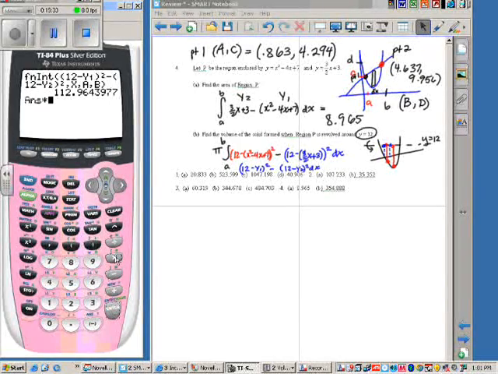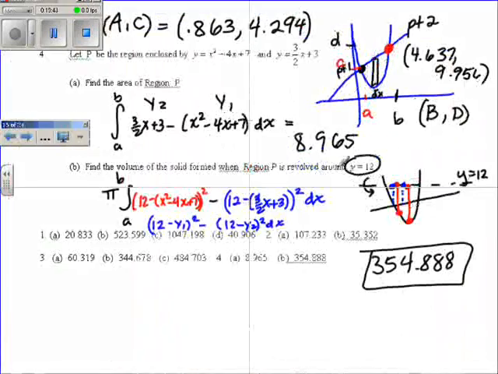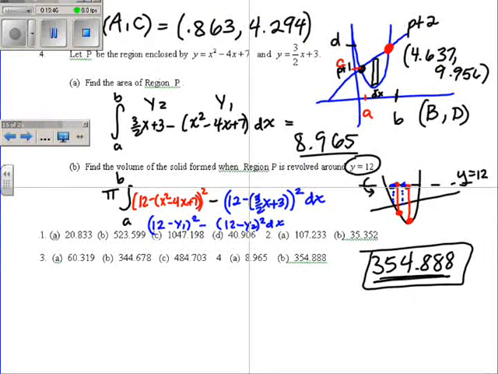Okay, and then don't forget to multiply by pi. So we get 354.888. Woohoo! Don't forget to round to 3 decimal places, okay?